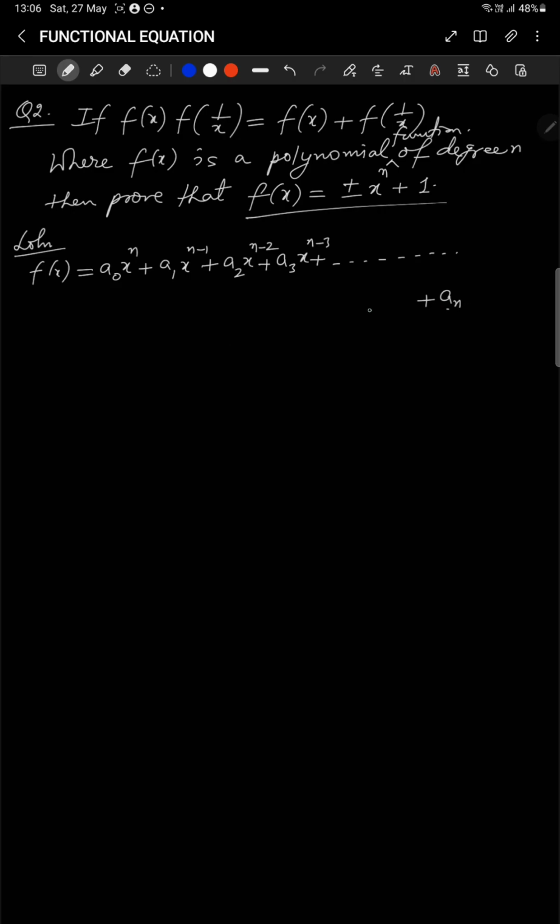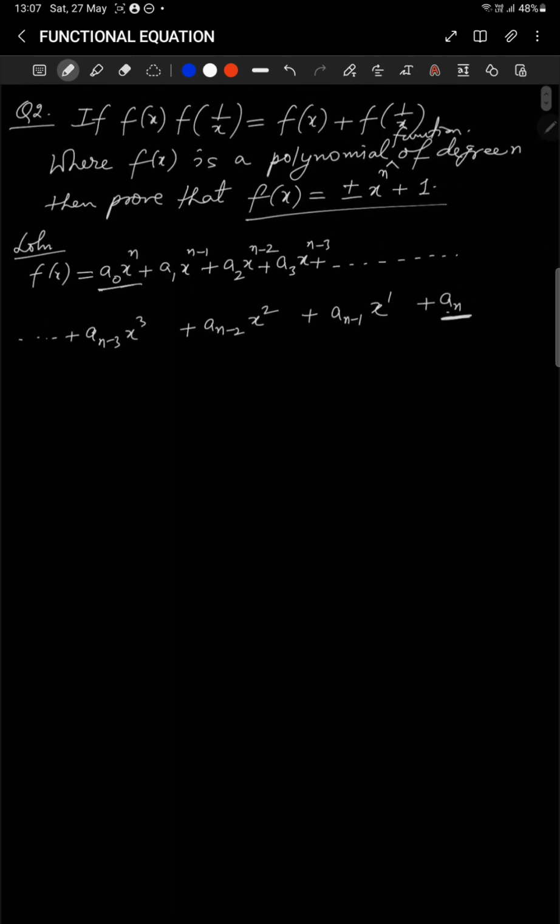Then prior to this, the previous term will be a(n minus 1) x to the power 1 plus a(n minus 2) x to the power 2 plus a(n minus 3) x to the power 3, and so on, dot dot dot. Means it is continued from here and ends at this point. Means f(x) is equal to this.